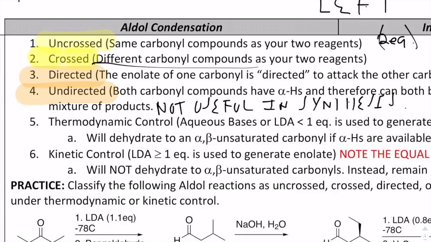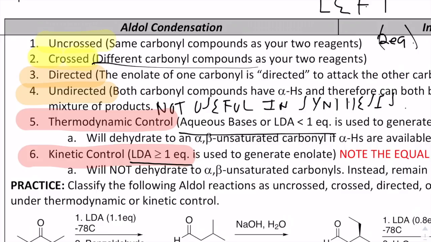All right. Okay. The next topic is thermodynamic versus kinetic control. All right. So the first thing I want to do is just give you guys some conditions to memorize. So thermodynamic control is any time you have an aqueous base or LDA in less than 1 equivalent. All right. And I'll talk about why that is in a second. In kinetic control, it's when LDA is greater than 1 equivalent, all right? So if I see some sort of aldol reaction and I see either sodium hydroxide, potassium hydroxide, or LDA in less than 1 equivalent, I know that I'm under thermodynamic control.